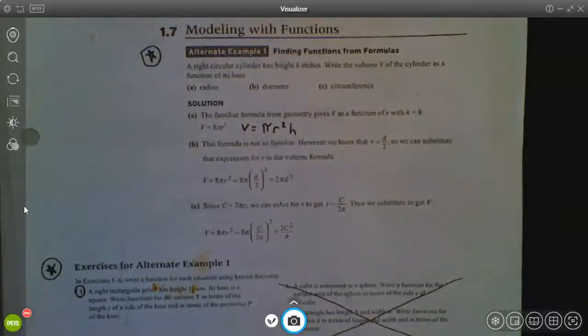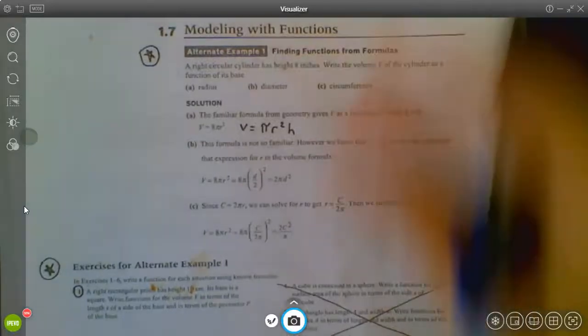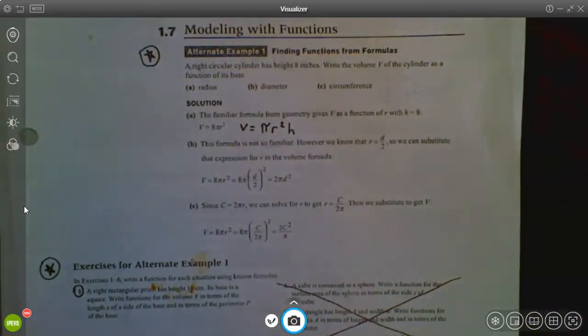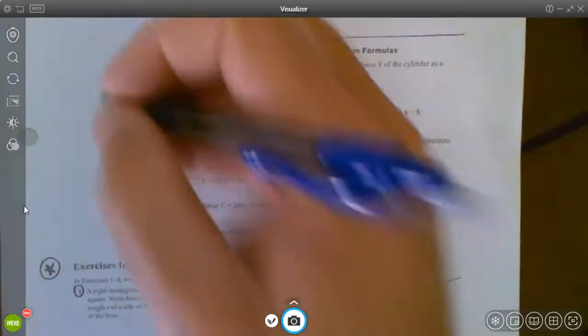All right, final lesson of chapter 1, section 7. So taking you back to some good old geometry formulas. A lot of this has to do with just rewriting formulas in different terms. For example, if you look at the first one here, we have a right circular cylinder with a height of 8 inches. And so if we think of your basic cylinder.